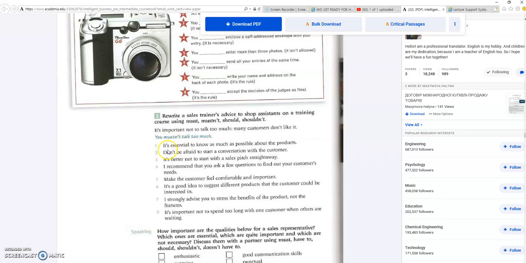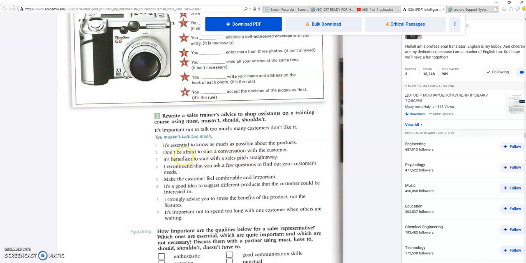So, number 1, it's essential to know as much as possible about the products. Essential. Is it you must know as much as possible, or should? It's essential. No, there's no real should or gray area here. It's pretty clear. So I think that it is must. So it's essential to know. You must know. Okay? And then number 2, don't be afraid to start a conversation with a customer.